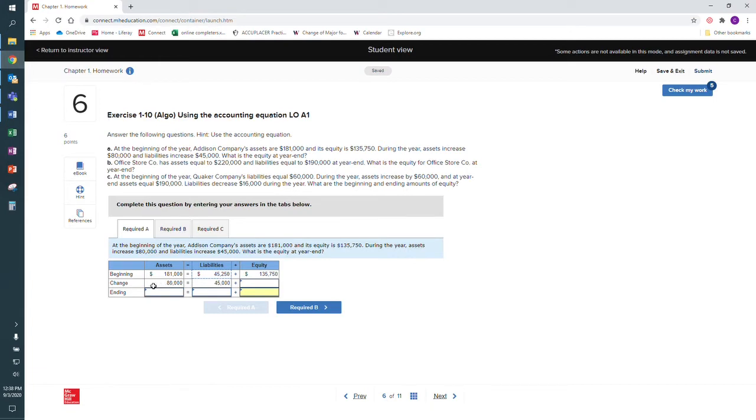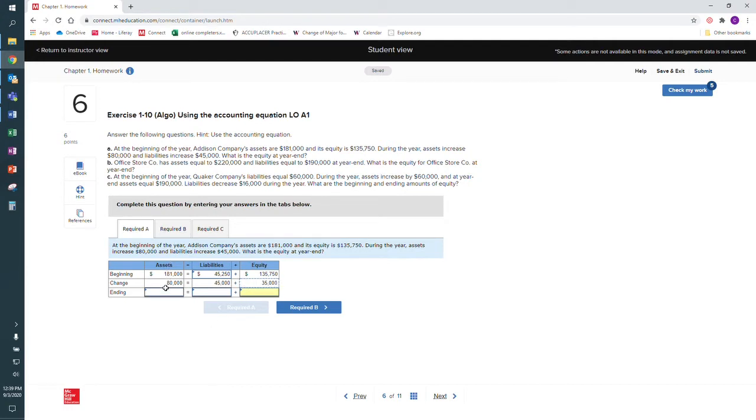Then it tells us in the problem that assets increase $80,000, and that has already been added in here to the change line. Assets went up $80,000, and liabilities increased $45,000. That's already been entered there in the change as well. And if assets always have to equal our liabilities and equity, what must equity have increased by as well? So I need to take the $80,000 increase in assets minus that $45,000 increase in liabilities. I end up with $35,000 that equity must have increased.